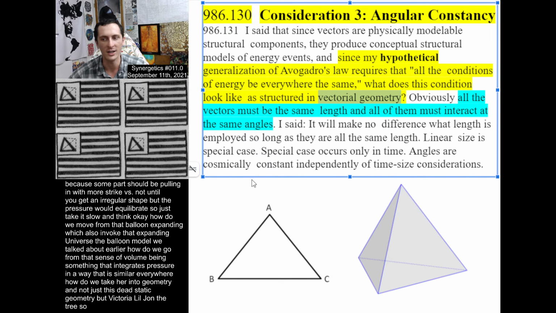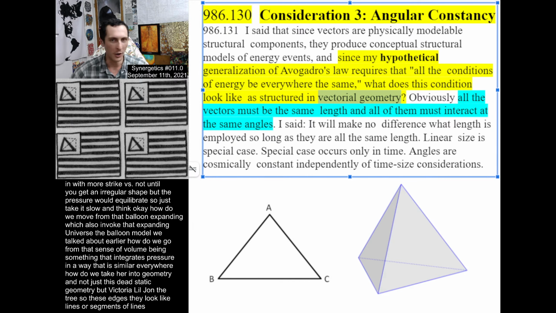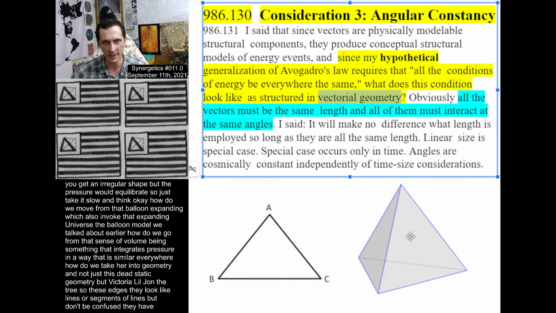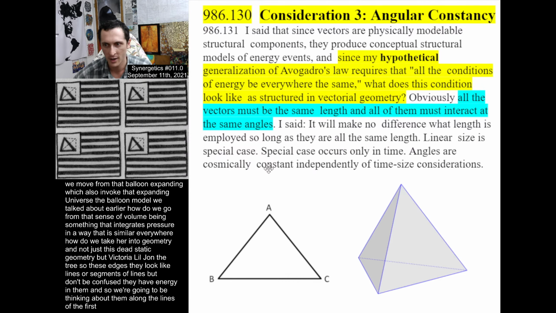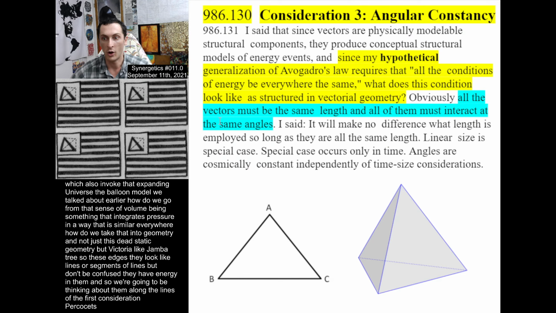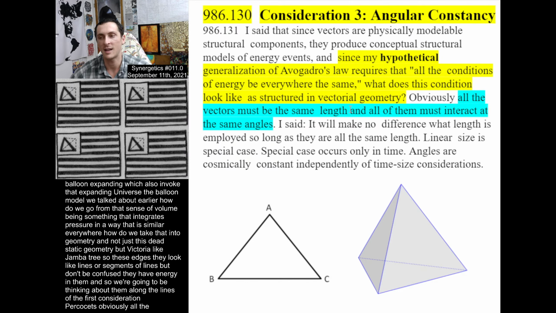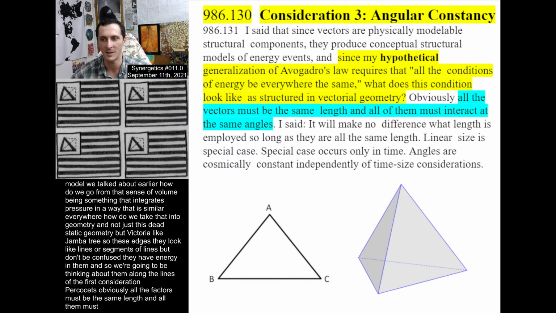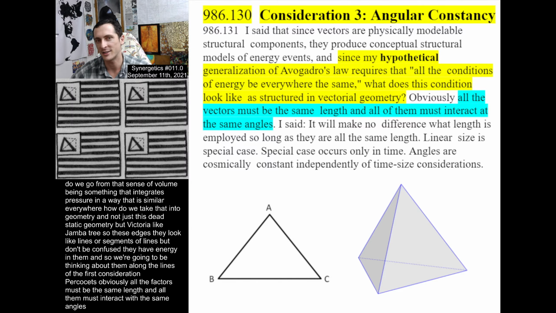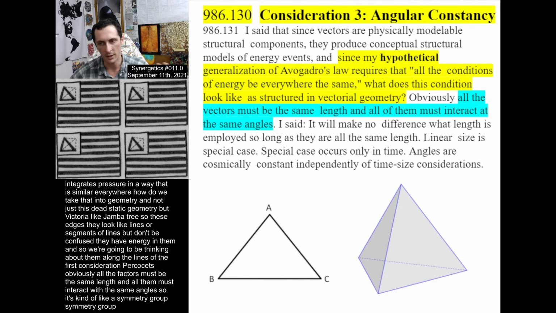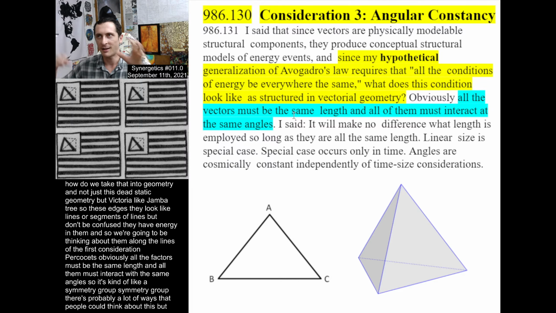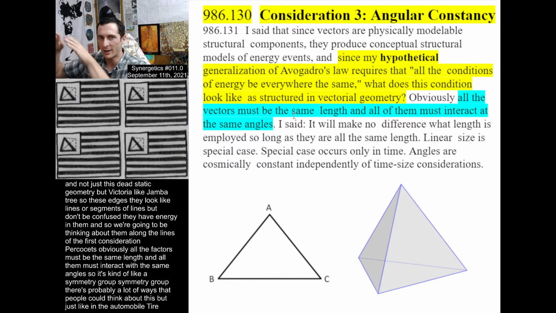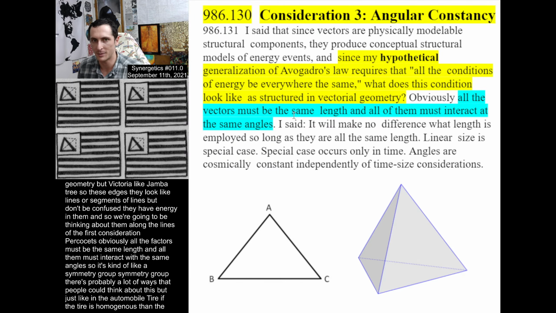So these edges, they look like lines or segments of lines, but don't be confused. They have energy in them. And so we're going to be thinking about them along the lines of the first consideration. Bucky says, obviously all the vectors must be the same length and all of them must interact at the same angles. So it's kind of like a symmetry group. There's probably a lot of ways that people could think about this, but just like in the automobile tire, if the tire is homogeneous, then the pressure everywhere is going to be homogeneous.